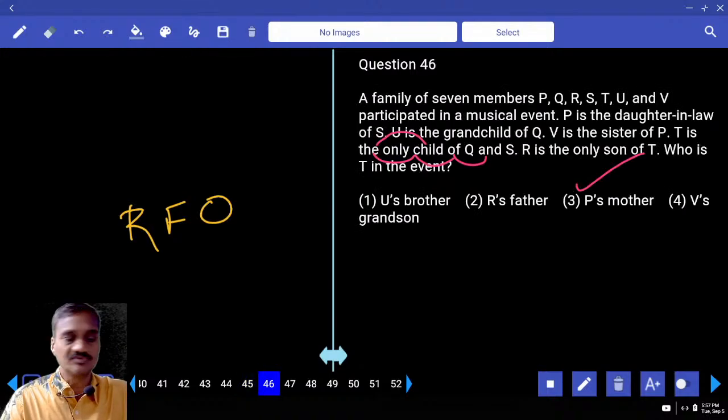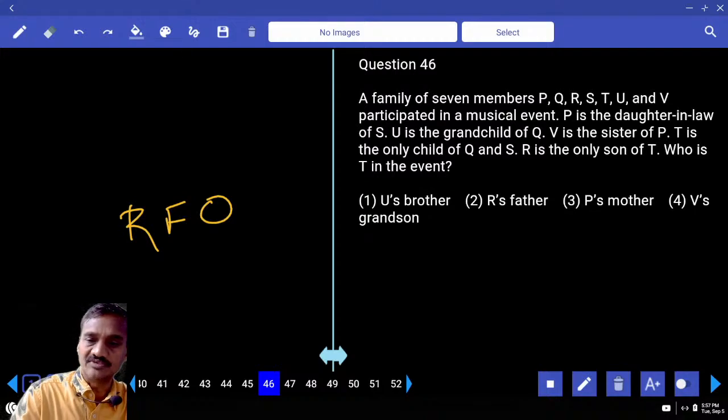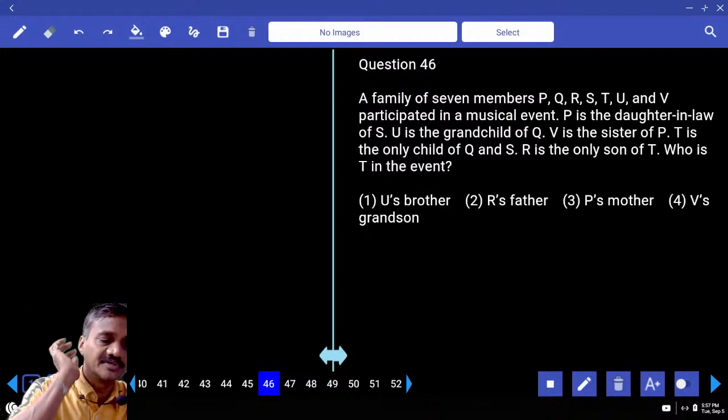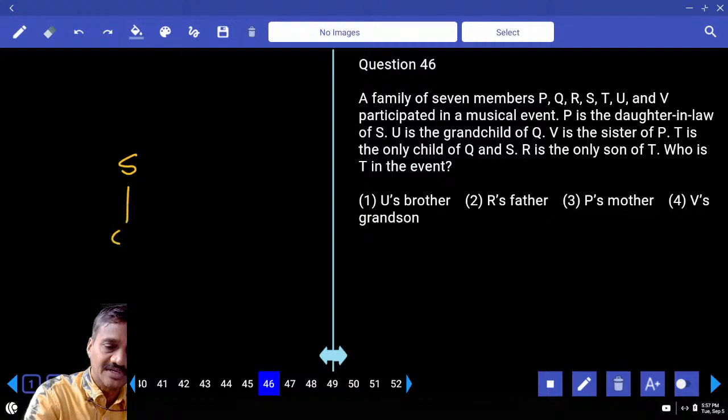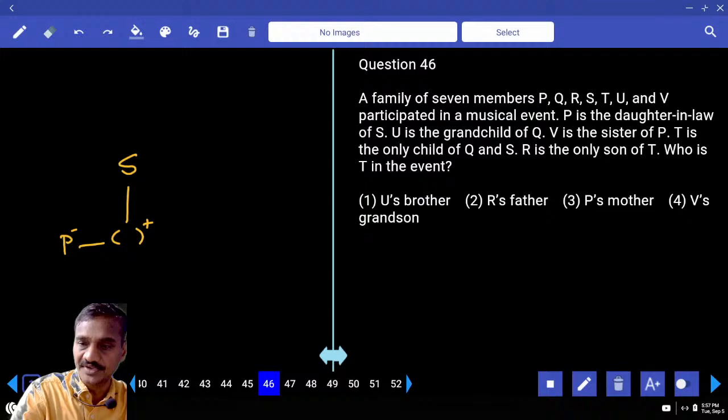Then the 46th one. A family consists of 7 members and participated in a musical event. Now P is the daughter-in-law of S. S is here. P is the daughter-in-law, which means the son's wife is P.